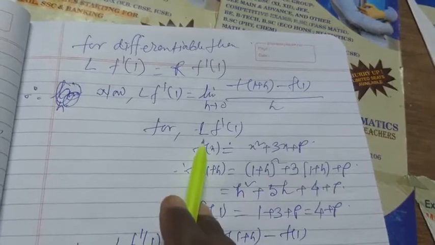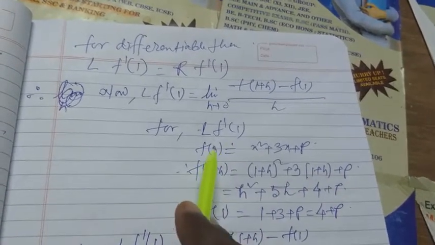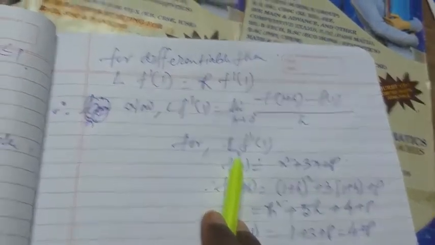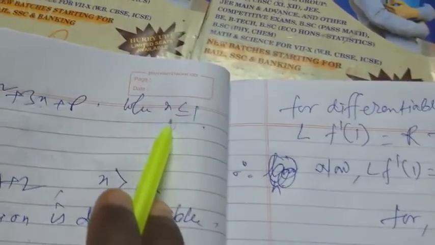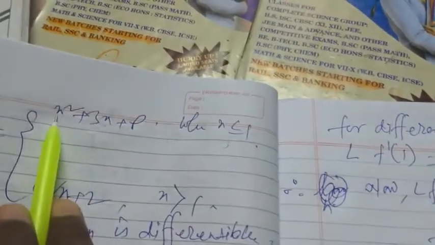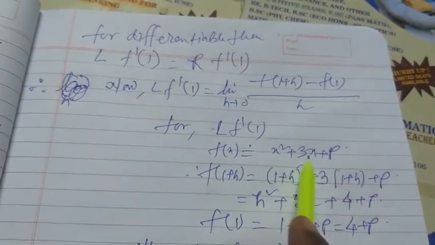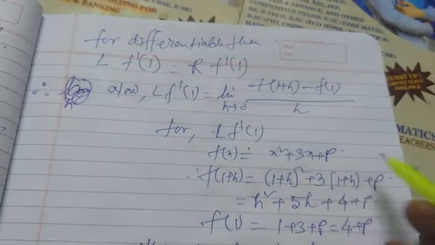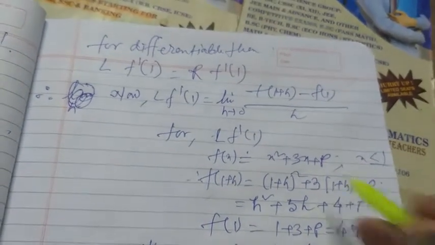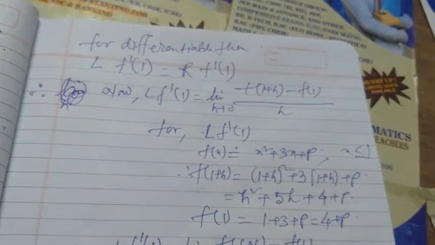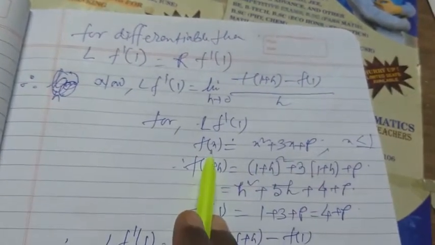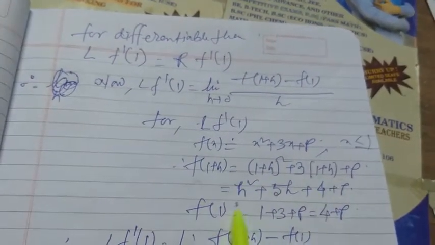And now for the left hand derivative, as you see, it is less than 1, so we have to apply the function valid for less than 1, which is x square plus 3x plus p. So for the left hand derivative we apply f of x equal to x square plus 3x plus p. This is valid for x less than 1, that's why we take this. And see here f of 1 plus h: putting 1 plus h for x, we got this value.